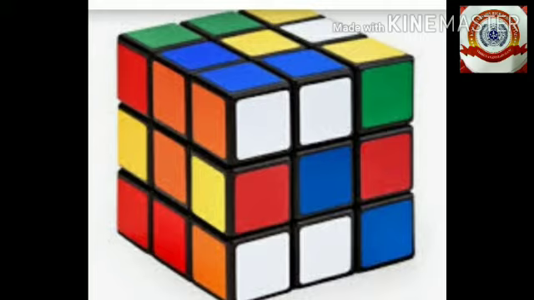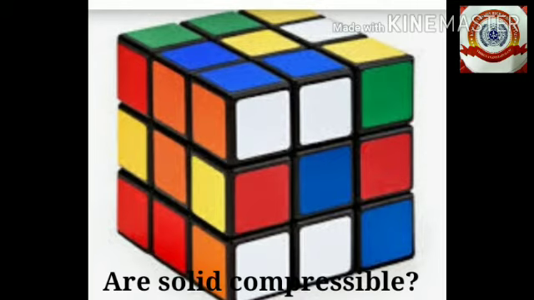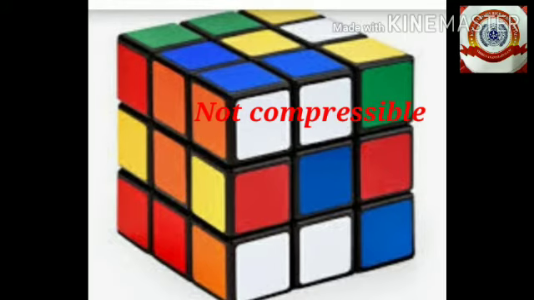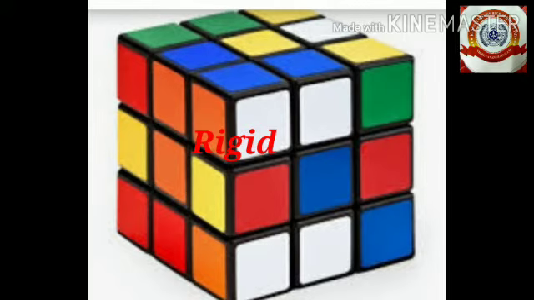Let's check the compressibility of solids. Solids are difficult to compress. For example, if I try to compress this cube, I can't. So, solids are incompressible. Next, are solids rigid or fluid? That's right, solids are rigid because they have a fixed shape. Fluids are things that can flow.